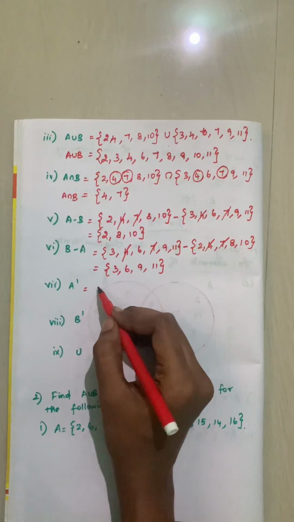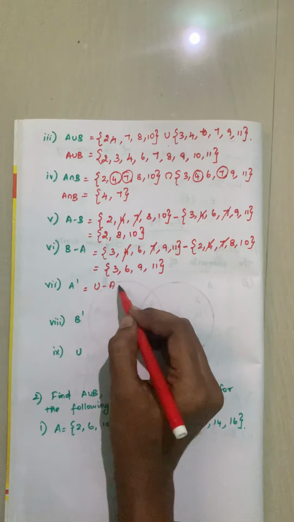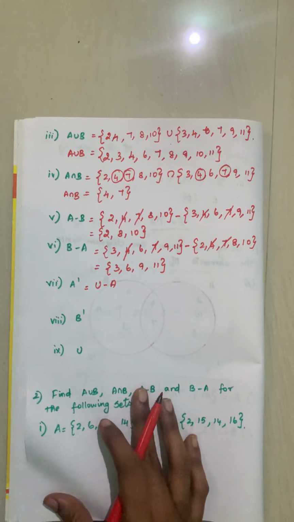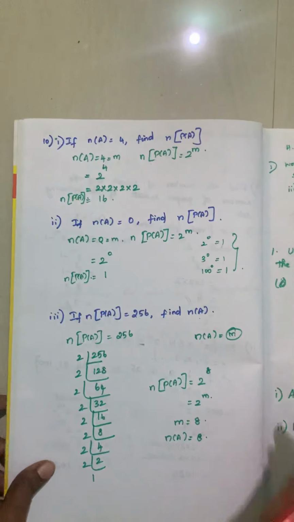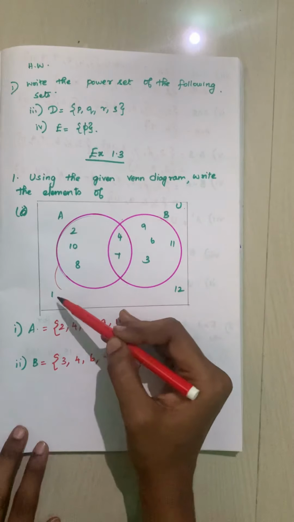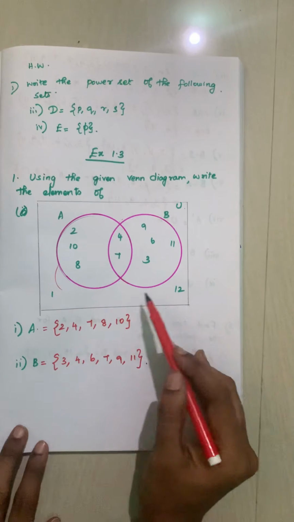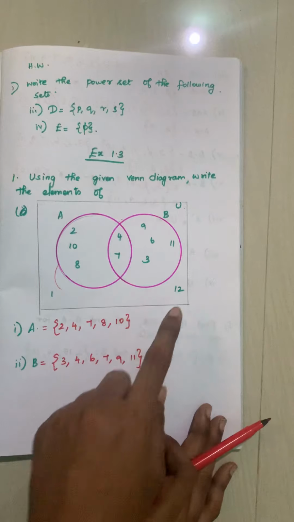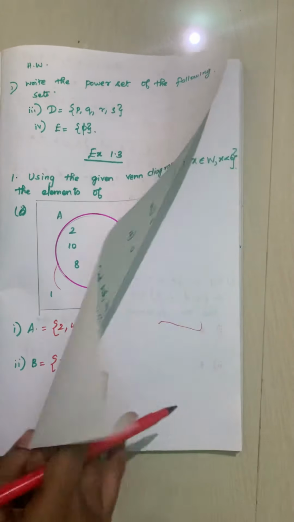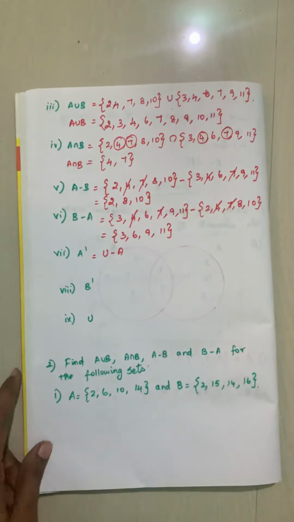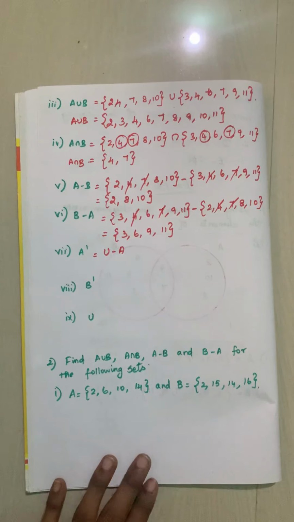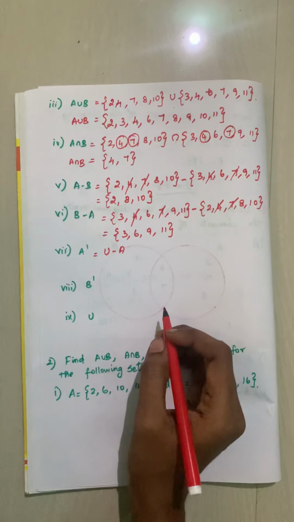Next, A dash. What is A dash? U minus A. What is U? U means the whole universal set. In the diagram, what elements have they given? This is the A part and this is the B part. But you have 1 and 12, right? So this is the universal part. You must include this also. So the whole universal set represents the U. According to that, universal means whole. Okay, so I am writing the U part.